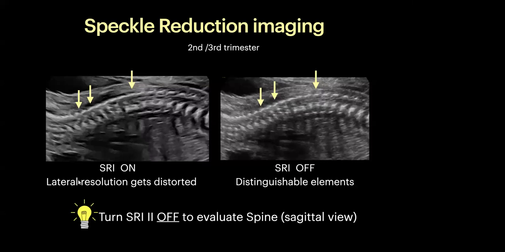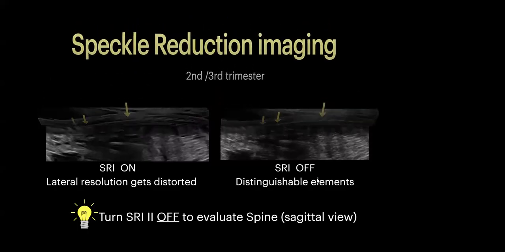Notice that the lateral resolution somewhat gets distorted, where it's actually morphing the spine elements together, where you could see a line, and it can be tough to actually count them. However, when you turn the SRI off, you could actually see those distinguished elements enough to actually pair them. So give it a try and let me know what you guys think, especially when it comes to bony structures.